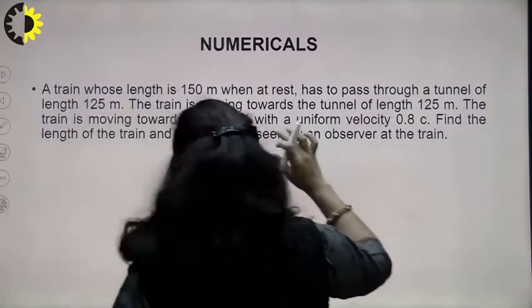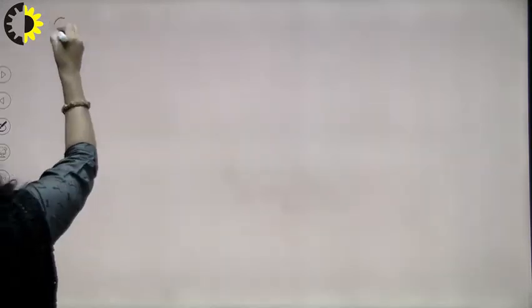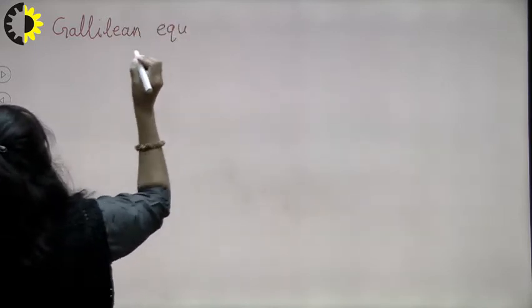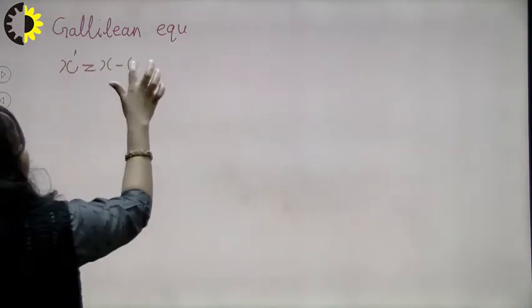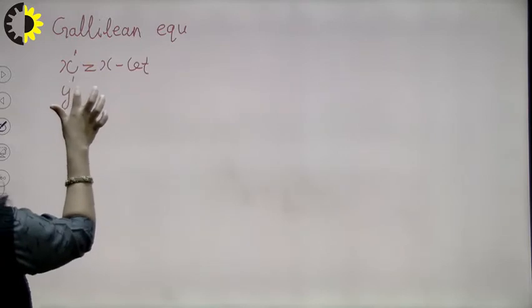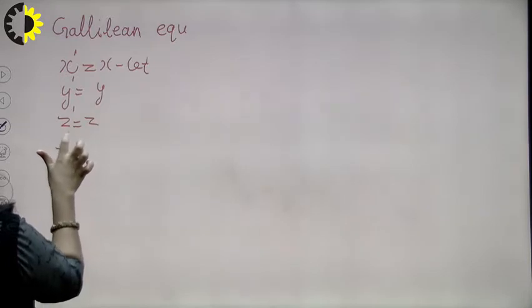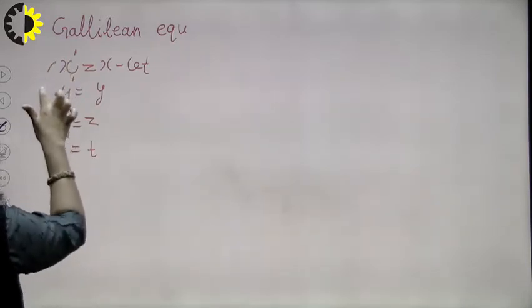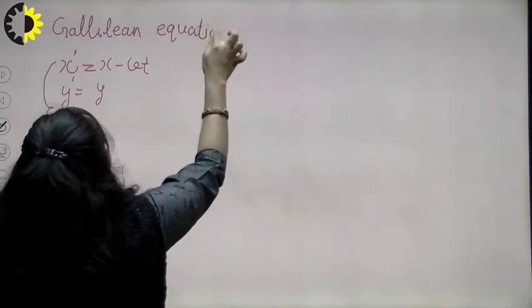As you know, those Galilean equations are applicable in classical mechanics. The Galilean equations are x dash is x minus vt, y dash is equal to y, z dash is equal to z, and t dash is equal to t. This set of four equations is known as the Galilean equations, right?